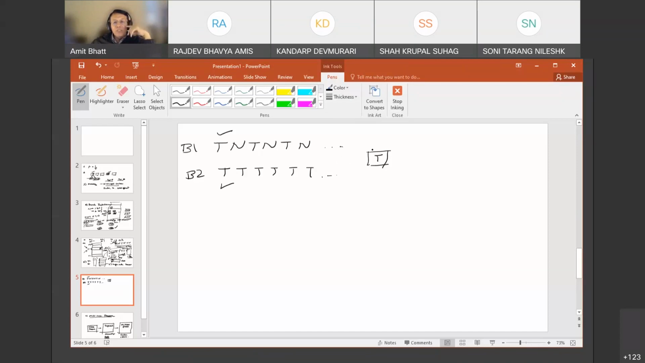Now this branch would come and take a look at it. So it will say, okay, the prediction is taken, but it will turn out to be wrong. Why?